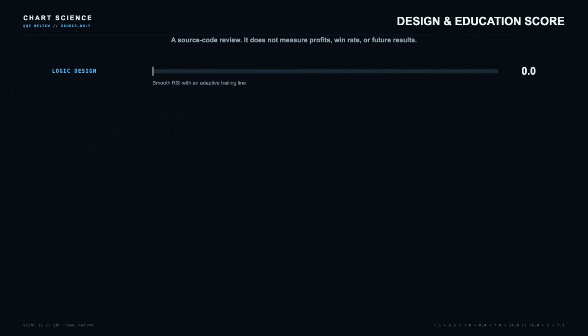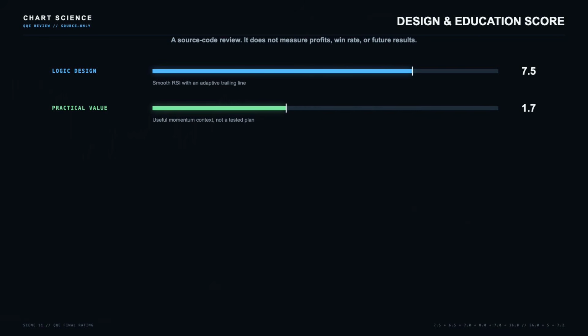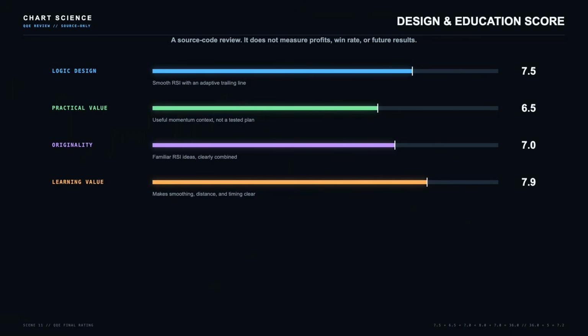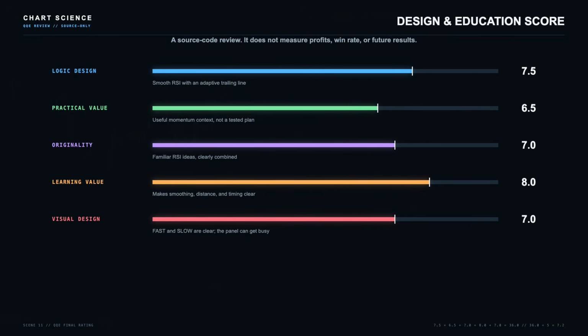Our final score is 7.2 out of 10 for design and teaching value, not profit or future returns. QQE makes RSI smoother and adds a slow line that can make crosses easier to see. But the code has no 30 or 70 lines, does not find divergence, and still needs a close check. This video does not test profitability. Remember, 30 or 70 is an alert. A fast and slow line cross is an event. The candle close tells you whether that event remained.